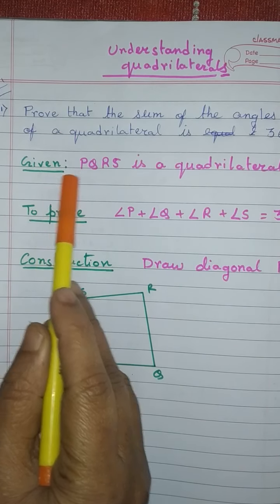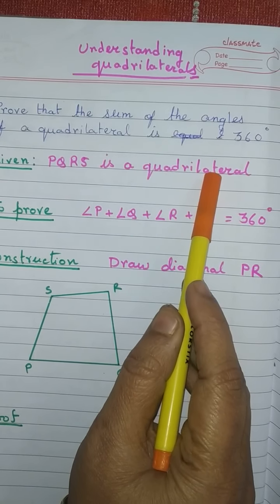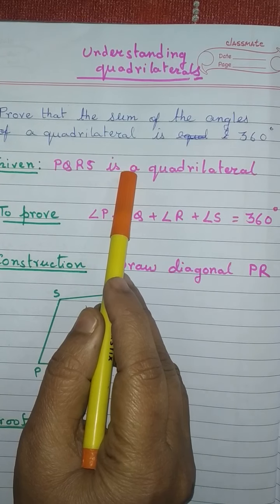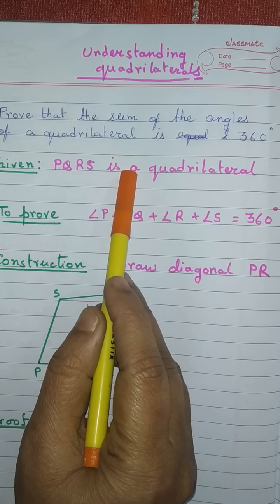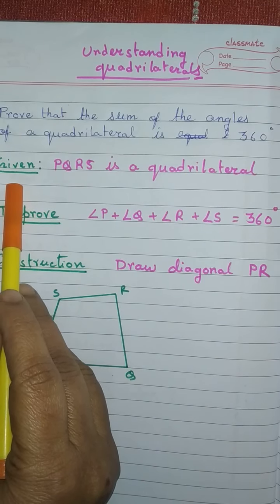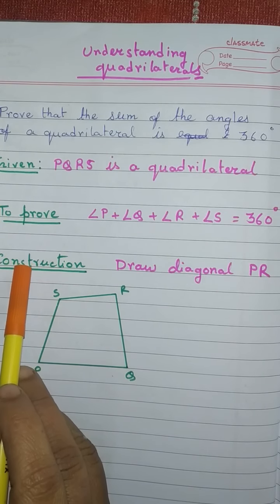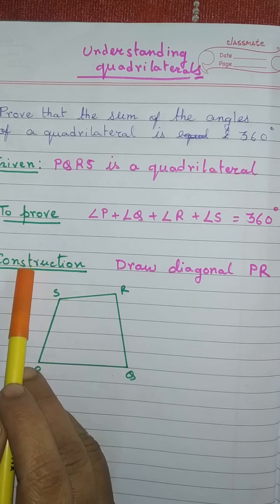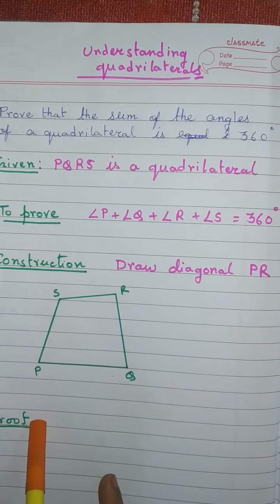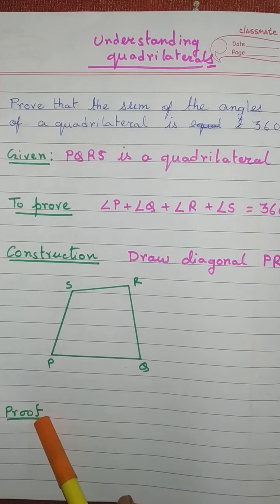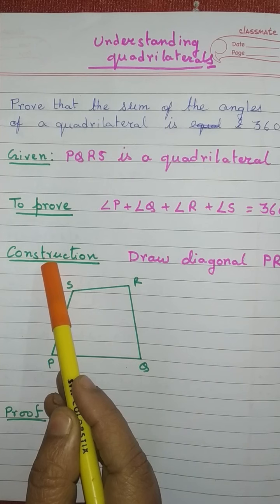Given: PQRS is a quadrilateral. So to prove a particular property, there are 3 steps. First step, given. Second step, to prove. Third, construction, that is optional. And fourth one is proof, how to prove. So basically, there are 4 steps. Among these, one step is optional.